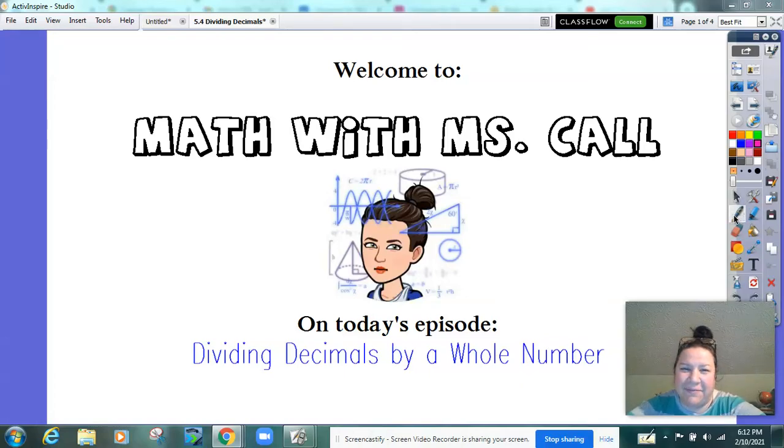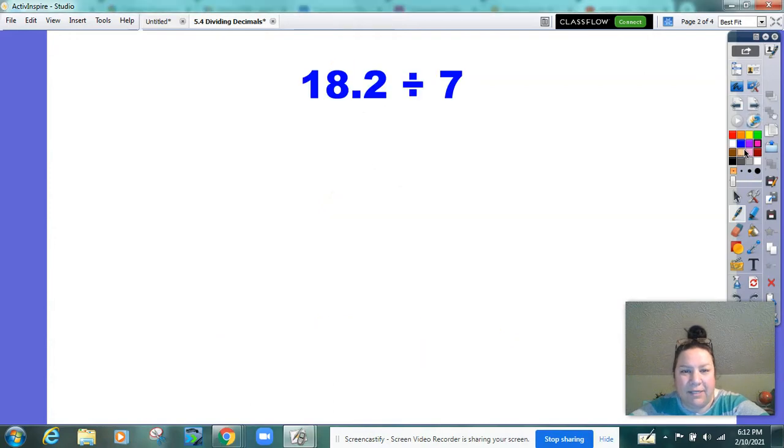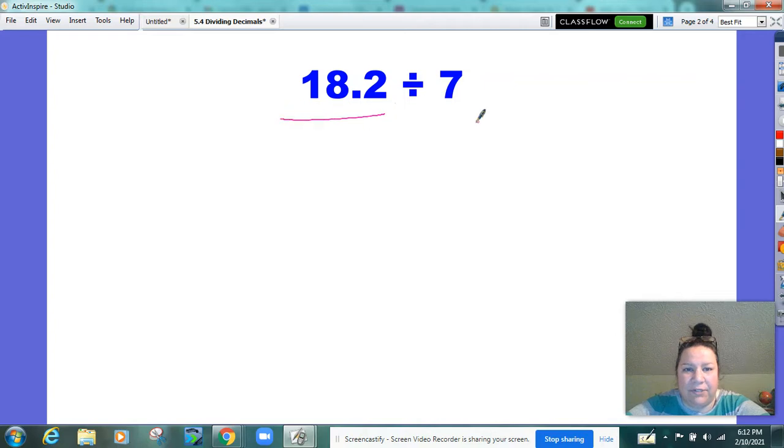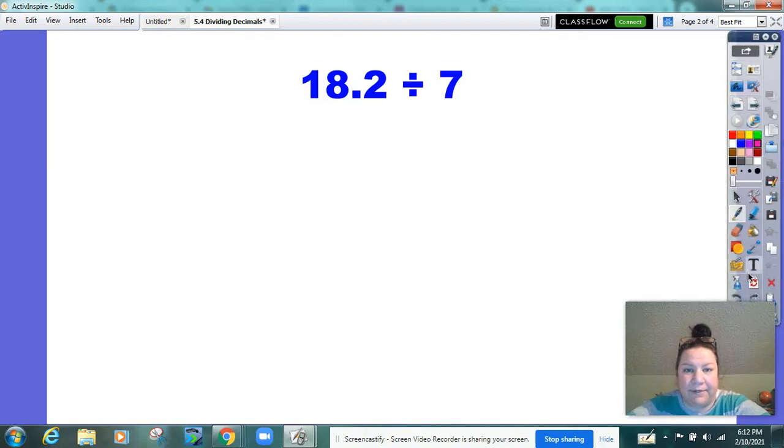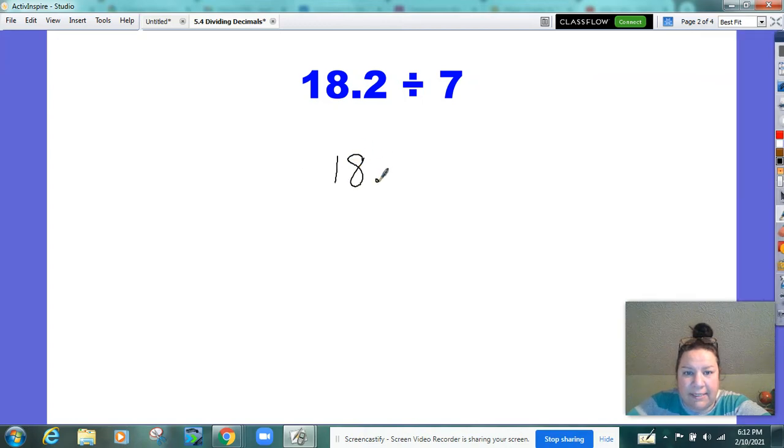On today's episode, we have dividing decimals by a whole number. So if we take a look at this division problem, we have 18.2 or 18 and 2/10. That is our dividend, and we're dividing that into 7 groups. That is our divisor. So I'm going to go ahead and write my problem on my paper. So I have 18 and 2/10, and I'm dividing that by 7.